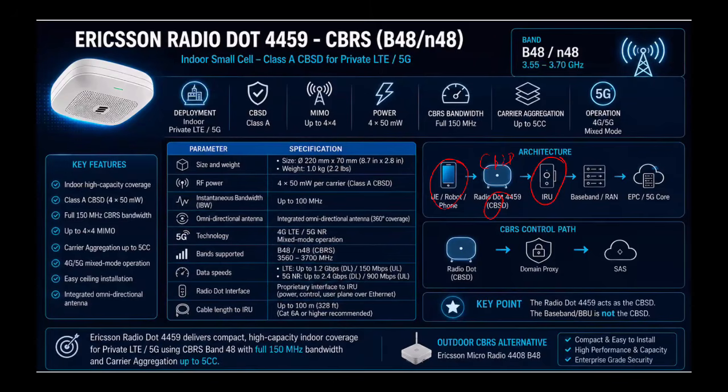Okay, so the main traffic flow is UE to radio dot, which is also CBSD. Then CBSD to IRU, then BBU, then core. But for CBRS spectrum control, the CBSD must be connected to the domain proxy, and the domain proxy should be connected to SAS, and SAS should be connected to ESC as well, right?